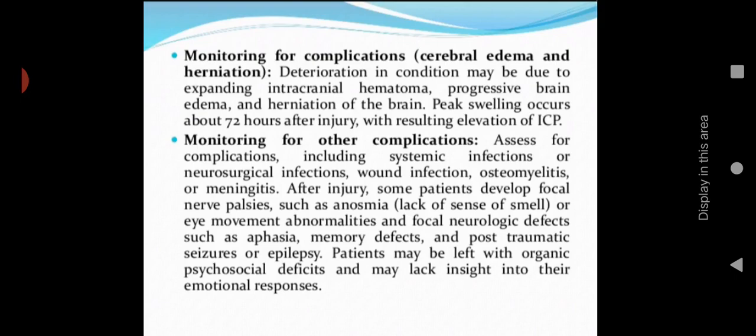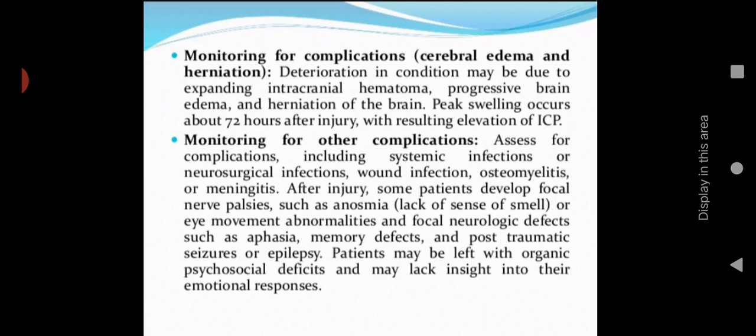So we have to always observe that the peak swelling or edema occurs after 72 hours of the injury. That will show with elevated ICP. If ICP, or intracranial pressure, is increasing, that means there is an increase in edema. Then monitoring for other complications like systemic infection, if they are having any systemic infection along with head injury, neurosurgical infections, then wound infections, osteomyelitis or meningitis.